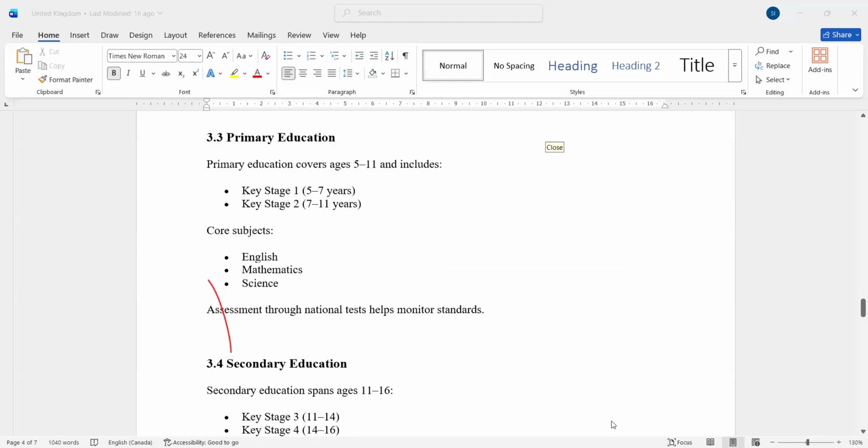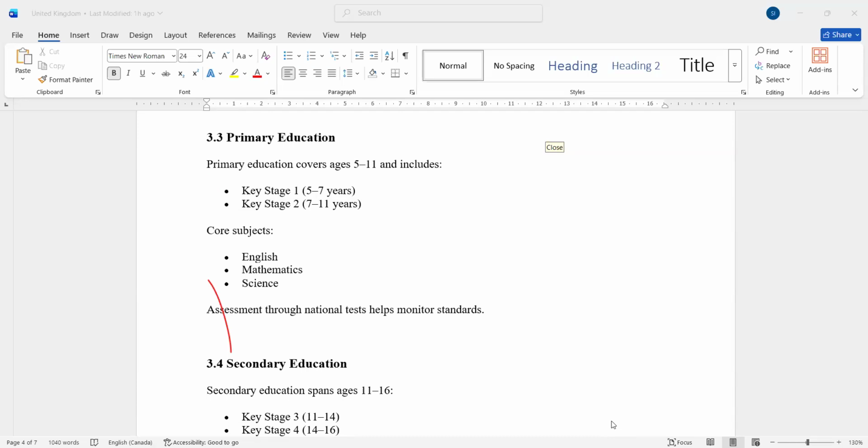So primary education, we are learning the structure, right? Primary education covers age 5 to 11 and includes key stage 1 and key stage 2. Key stage 1 is 5 to 7 years. Key stage 2 is 7 to 11 years, right? So in Sri Lanka, key stage 1 and 2 means grades 1 and 2, and then 1, 2, 3 and 4, 5, right?